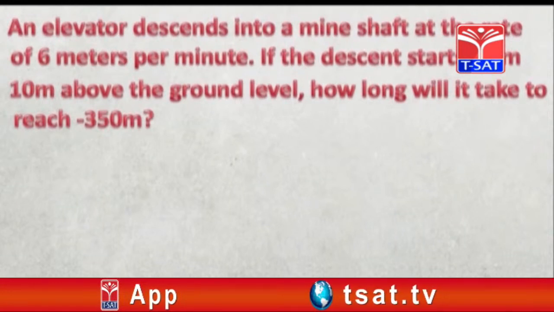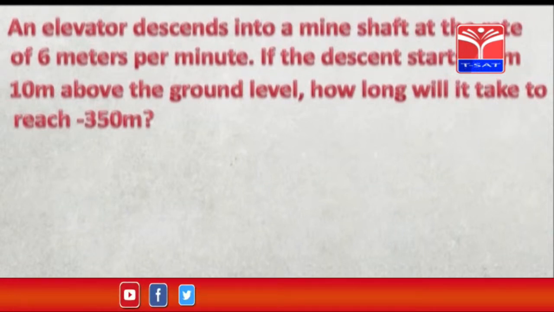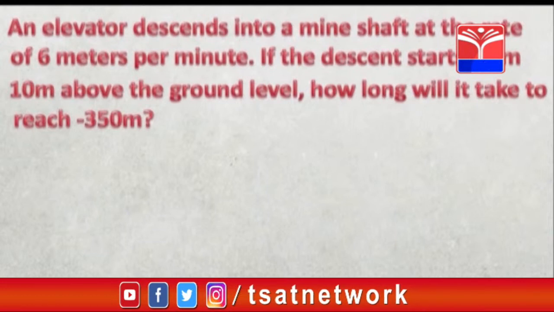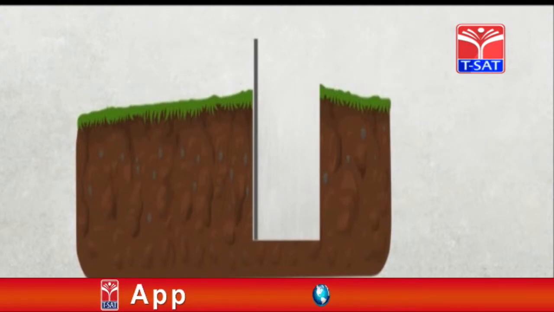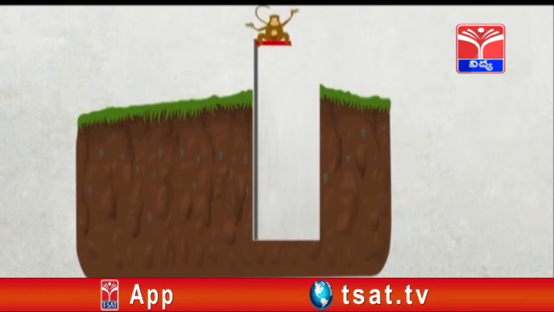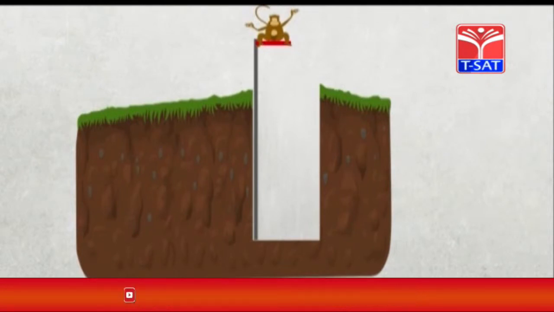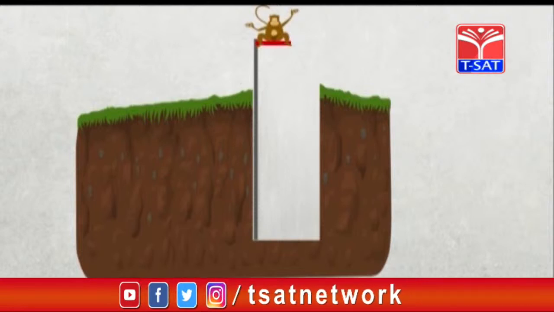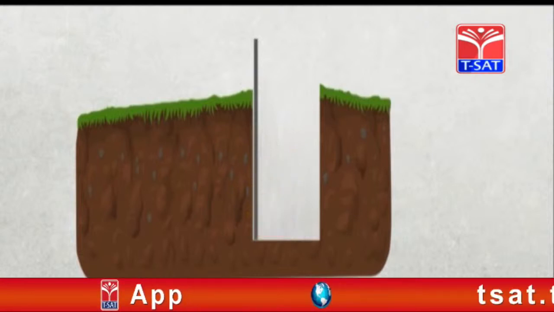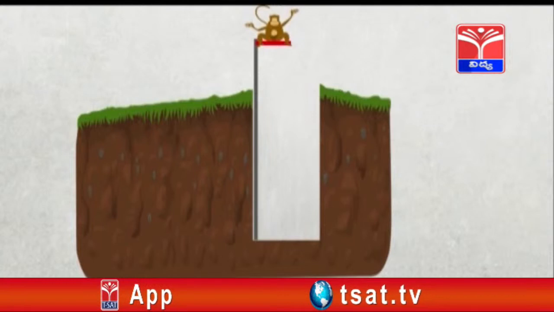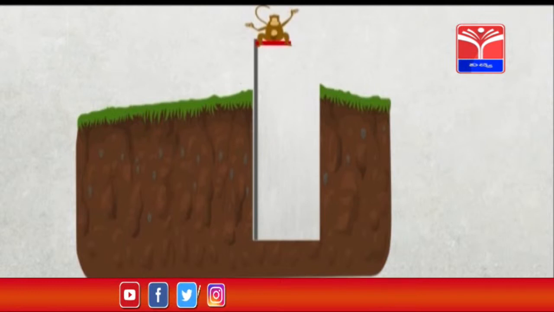There is an elevator that descends into a mine shaft. I will show you the explanation diagrammatically. Now, see here, this is a mine and there is a mine shaft, and to make it more funny, let us imagine a monkey is sitting on the mine shaft. You know what is a mine shaft? This just acts like a lift which moves up and down, and now the monkey is going into the mine with this mine shaft.